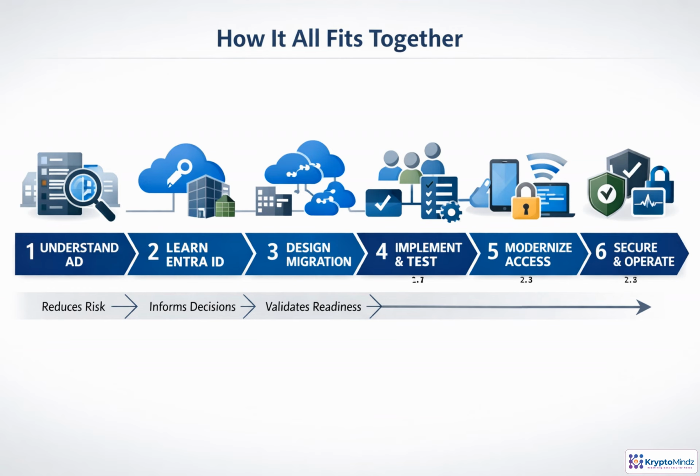Think of this course as a risk reduction path. Before you migrate, you need to understand the Active Directory environment you already have: domains, identities, groups, devices, and dependencies. Then you'll see how Entra ID changes the model, especially for cloud authentication, access control, and operations. With that foundation, migration design becomes a set of informed choices, not guesses. Implementation comes after design, with careful testing of sync, users, passwords, groups, and devices. Finally, modernization and security help make the new environment sustainable, monitored, hardened, and ready for everyday use.